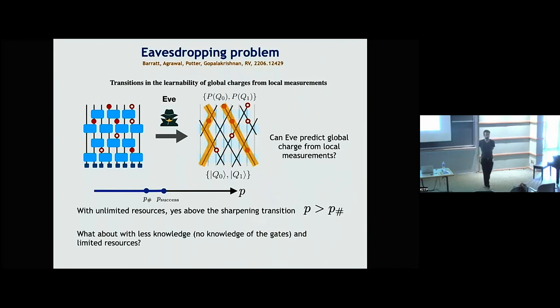Hi, thanks for the interesting talk. I have a question about the decodability in the charge sharp volume law phase and the area law phase, like whether there's a difference in terms of the scaling of the success rate in these two phases.